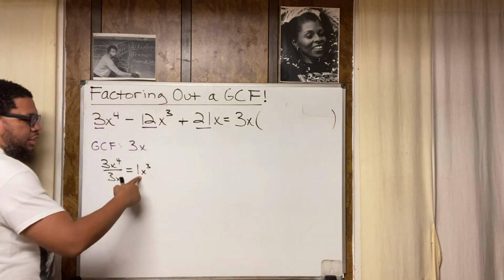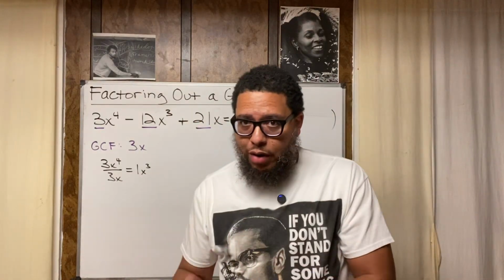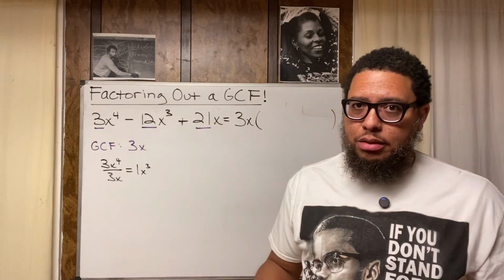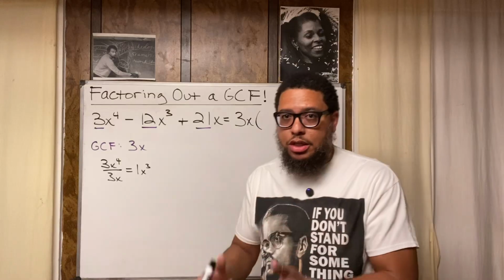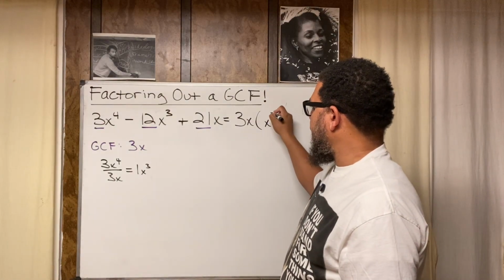Now, when I rewrite this, I don't need 1 as a coefficient. If 1 is your coefficient, you don't need to write it. Understand that it's there, but you don't need to write it. That's part of math language. What's understood doesn't need to be said. So when I put it in the parentheses, I'm just putting x to the third.